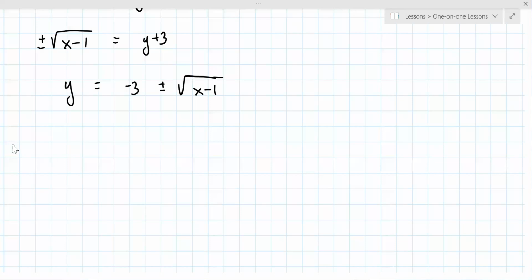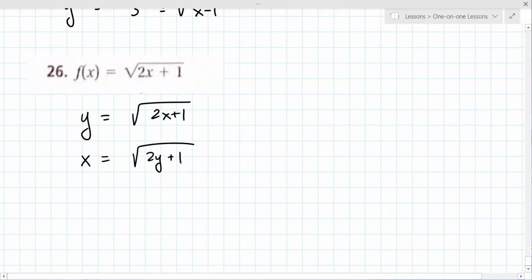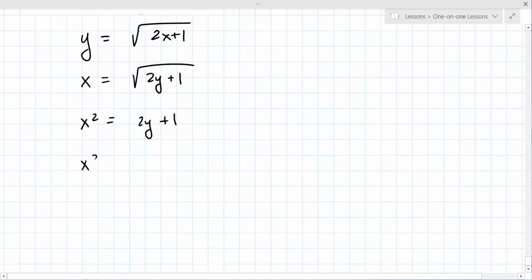Okay, 26 does not have the problem I just mentioned. It's just a matter of switching x and y and then solving for y. So we have x equals square root of 2y plus 1. So we're going to square both sides, subtract 1, and then divide by 2. So we have x squared minus 1 divided by 2.